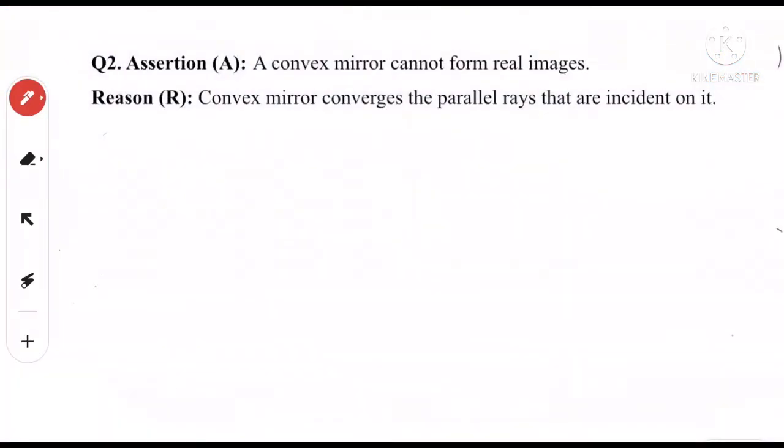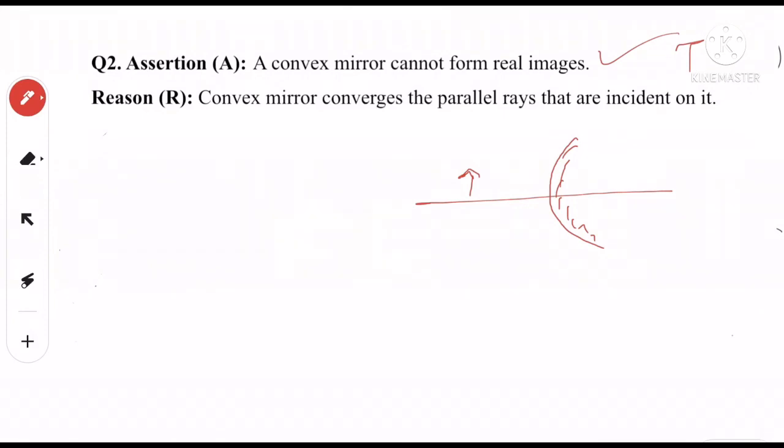Next, a convex mirror cannot form a real image. We all know that the convex mirror always forms a virtual image, whatever be the position of the object. Okay, so this statement is true.